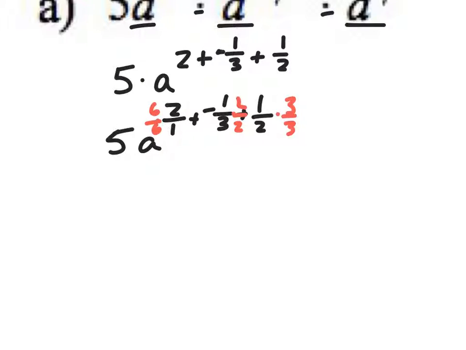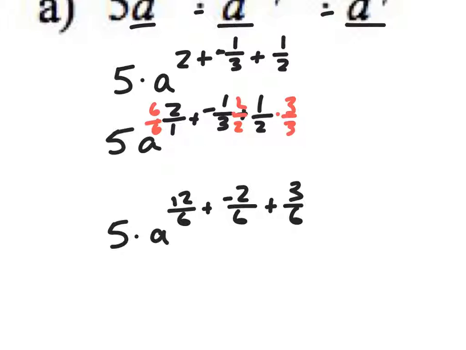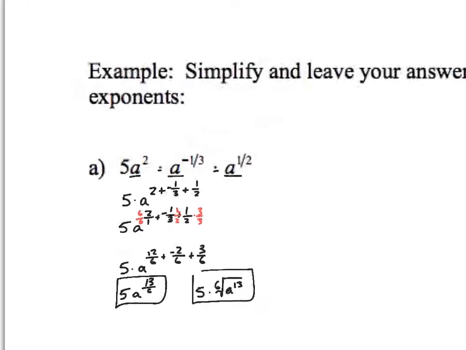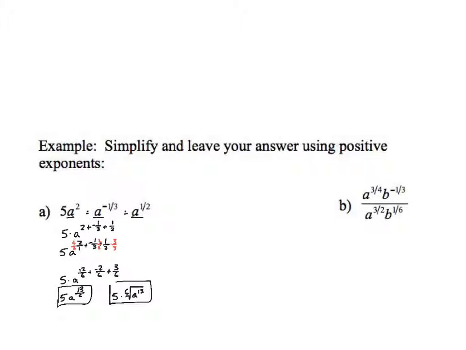So I'm going to get 5 times a to the 12 over 6 power plus negative 2 over 6, and then plus 3 over 6. As a result, I'm going to get 5a to the, 12 minus 2 is 10, plus 3 gives me 13, so 13 sixths, and that's my answer. I could also write this as 5 times the 6th root of a to the 13th. Either way. On this one, it just wanted me to write it using positive exponents.